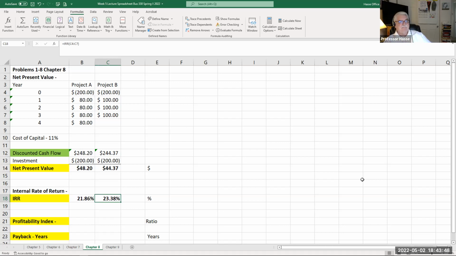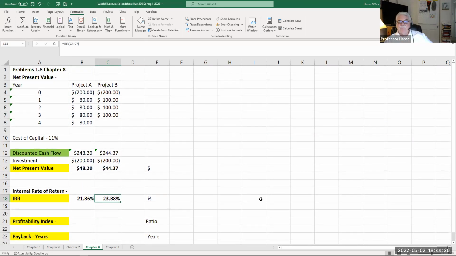Why? Well, it should be somewhat obvious. We're getting the money quicker. It's taking us 4 years to return $320. In project B, it's only taking us 3 years to return $300. We're getting our money quicker in project B, thus the percentage is greater. The internal rate of return.